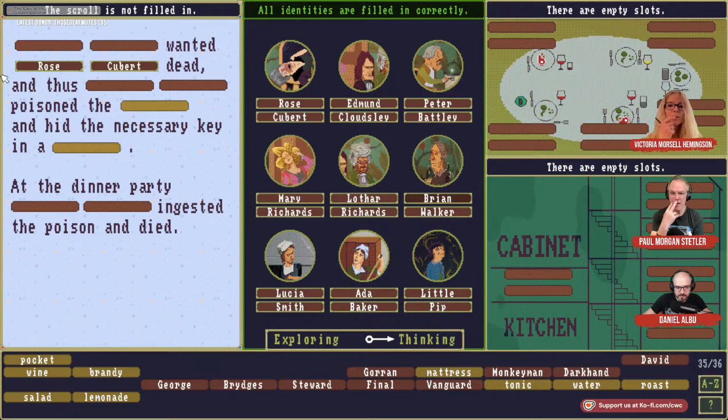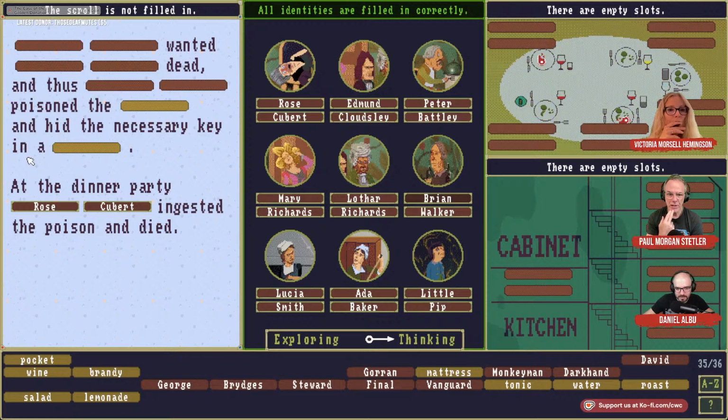Okay, so we don't know that yet. I think Rose Kubert ingested the poison and died, so we have her twice, right? Maybe somebody wanted someone else dead, but at the dinner party, Rose ingested the poison and died. Rose is the one who's dead, so put Rose down at the bottom there. She might be both, but I have a feeling she's not going to be both.